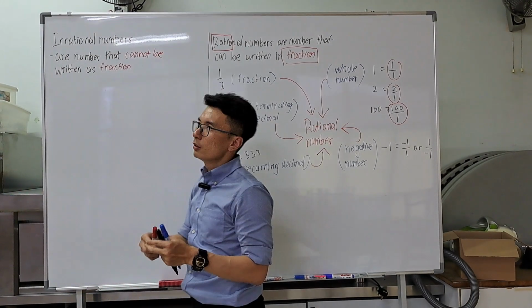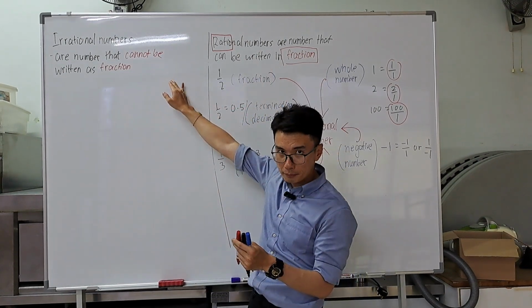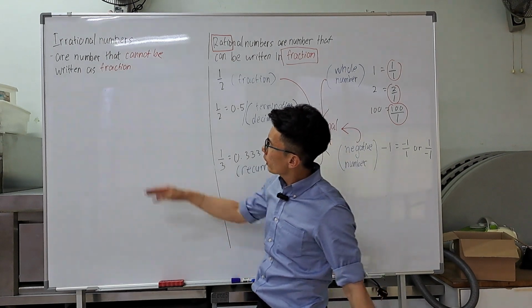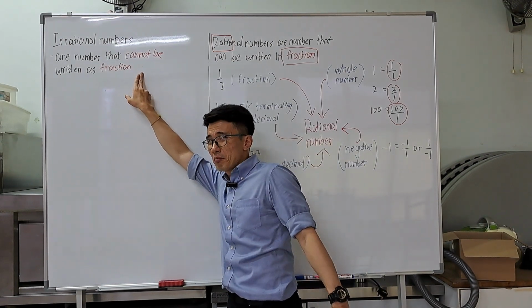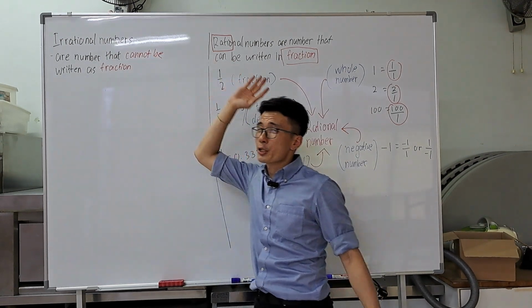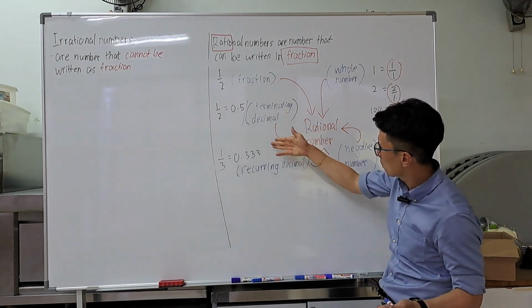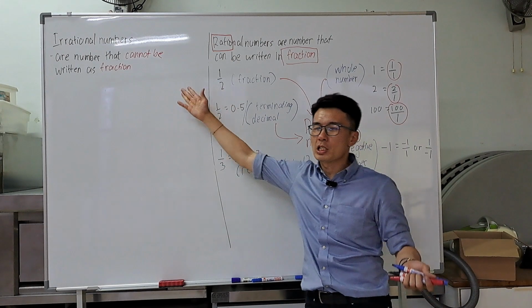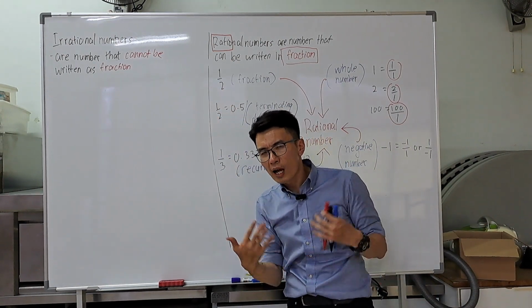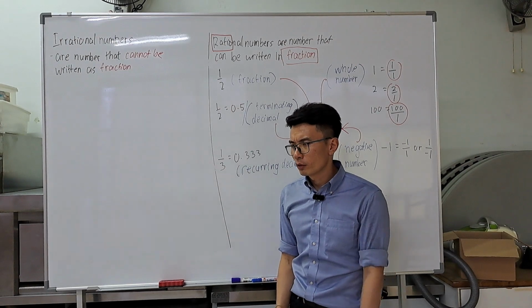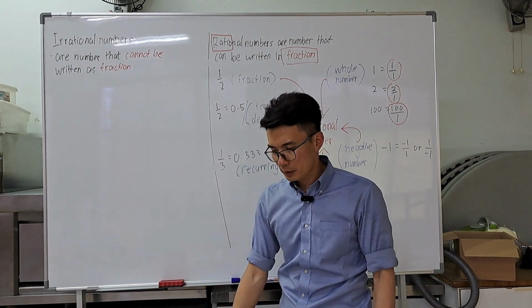Can you see the pattern over here? Try to think. If we can't use a fraction to describe an irrational number, which means we can't use all these ways to describe an irrational number. So how do we describe our irrational number? Now, what is an irrational number in the first place?